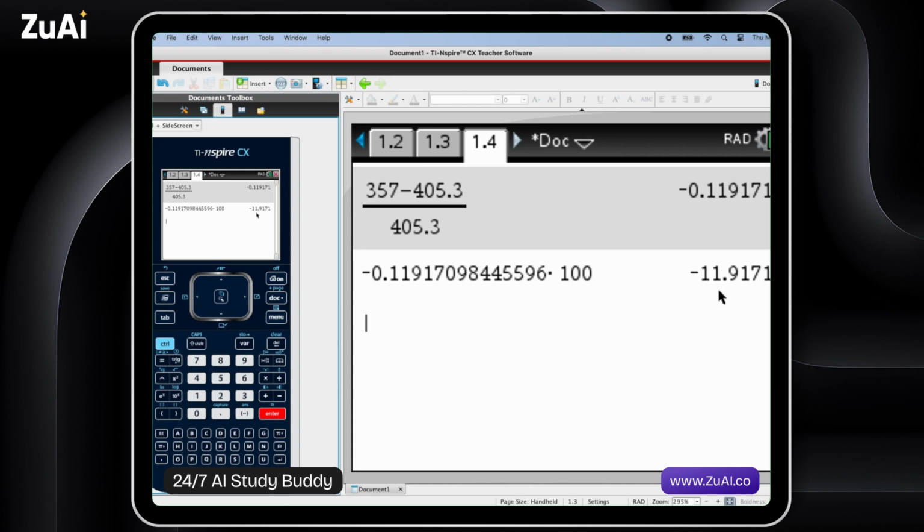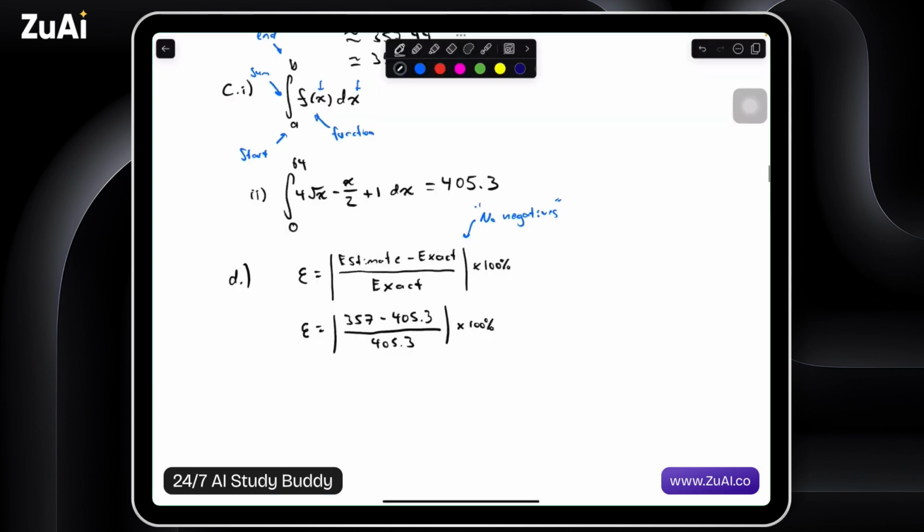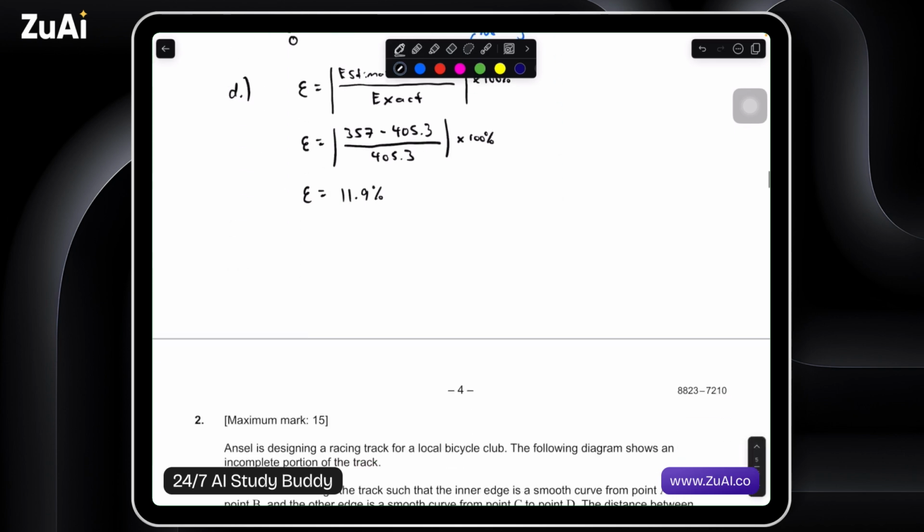Okay, let's go back to the document. Here we go. Percentage error is just going to be, let's write this as 11.9%. Okay, good so far.